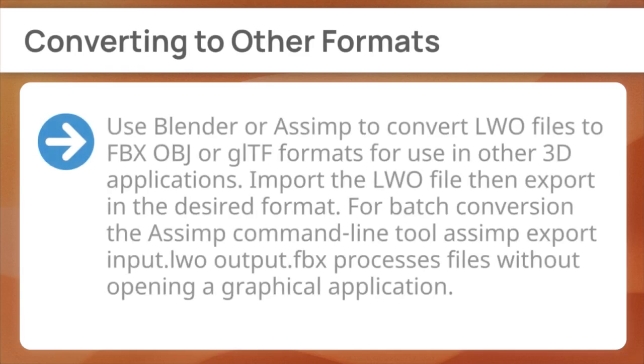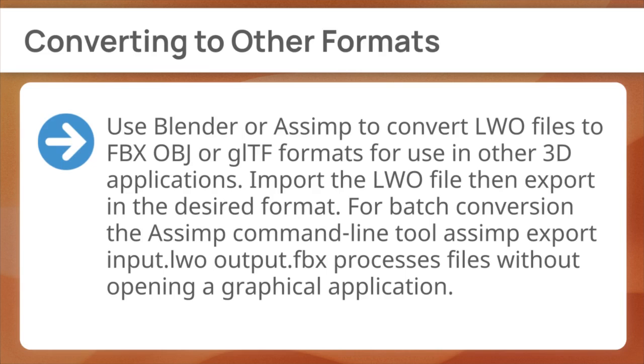Finally, converting to other formats. Use Blender or ASSIMP to convert LWO files to FBX, OBJ, or glTF formats for use in other 3D applications. Import the LWO file, then export in the desired format. For batch conversion, the ASSIMP command line tool, assimp export input.lwo output.fbx, processes files without opening a graphical application.